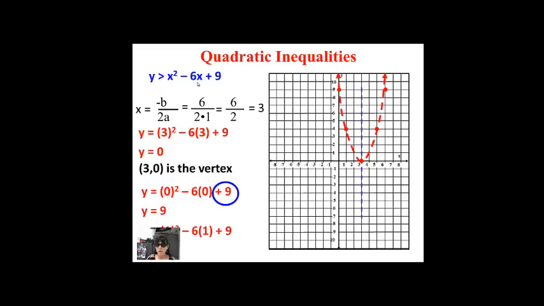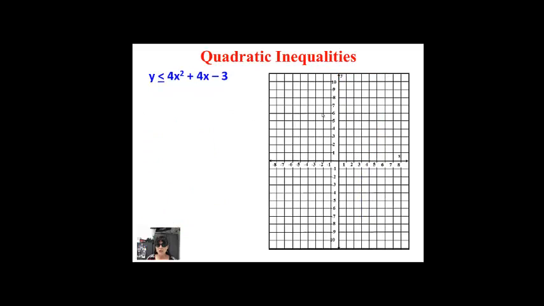Now we have to determine, are we going to shade what's above the vertex or below the vertex? This says greater than. So we're going to shade the area directly above the vertex, which is going to be inside the vertex only. So now the solution to this quadratic inequality is any point or coordinate in the blue area, but not on the parabola since it's dotted. Let's try another one, and I'm just going to walk you through this one. You can pause at any time and do this on your own.